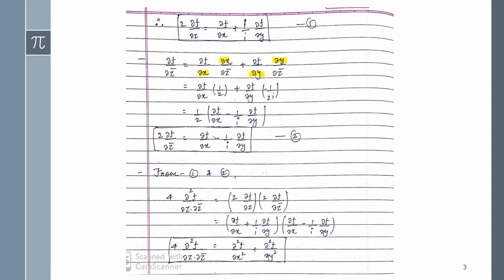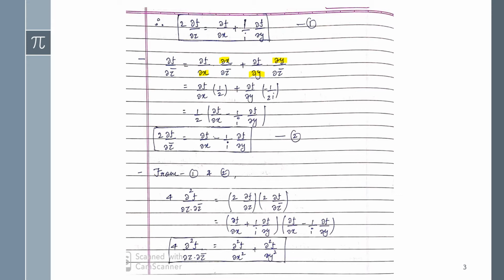And now with the same equation number 1, I'm just shifting the 2 to the numerator. So doing cross multiplication, 2 into ∂f/∂z̄ equals ∂f/∂x minus 1 upon i ∂f/∂y. So these are equation number 1 and 2. Why have I multiplied this by 2 here?